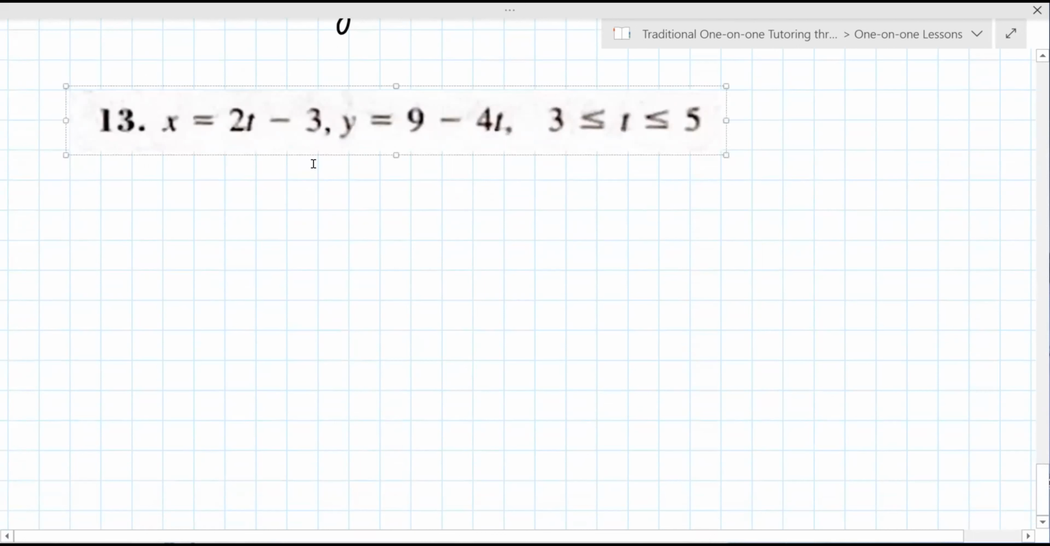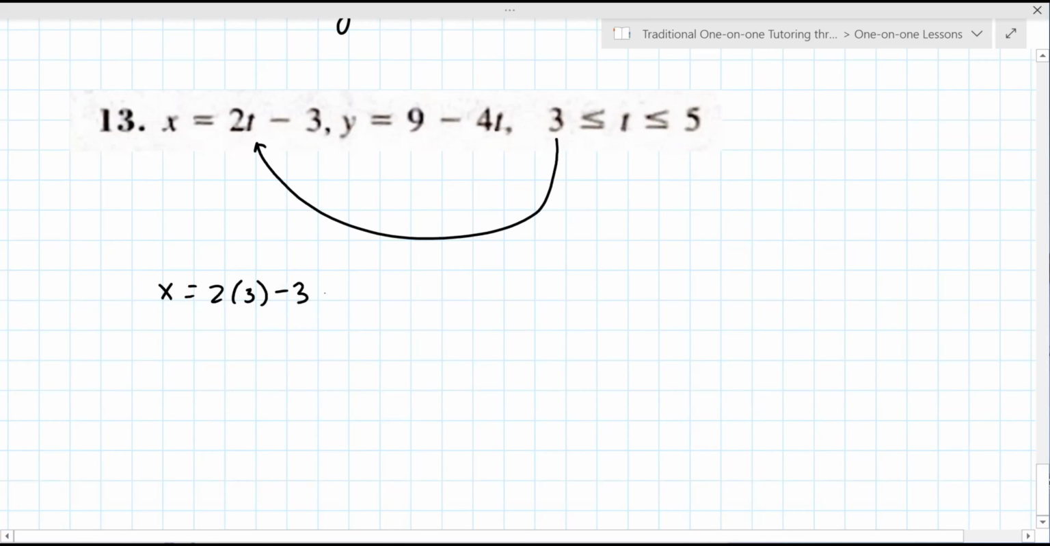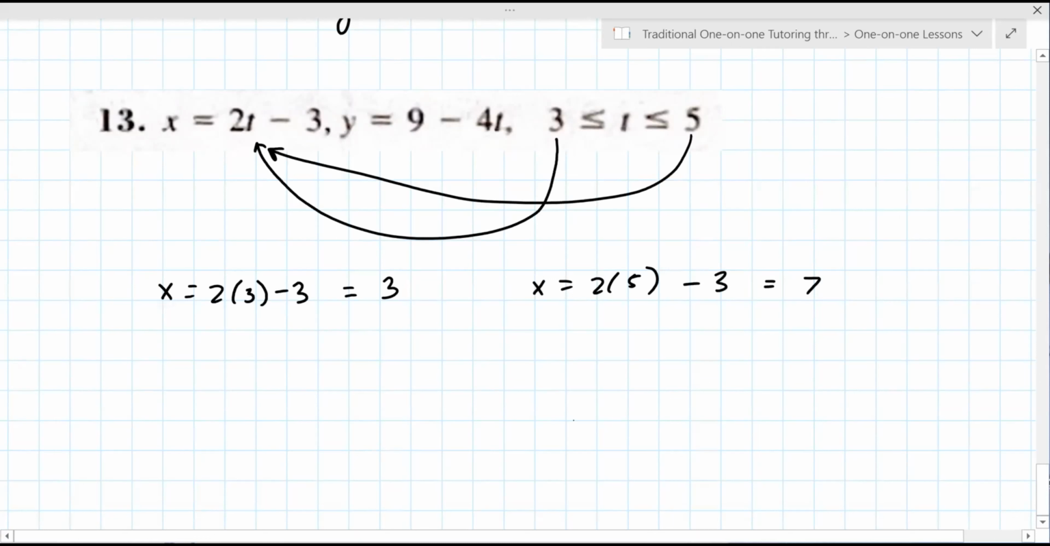Okay, so you're supposed to put these t values into x when they give them to you like this. So this would be x equals 2 times 3 minus 3, which is 3. And then putting the other one in, you would get x equals 2 times 5 minus 3, which is 7. And that gives you the x values now that are okay.